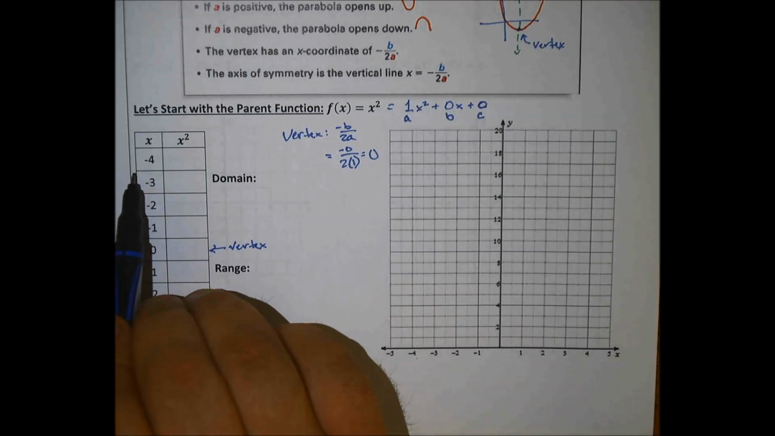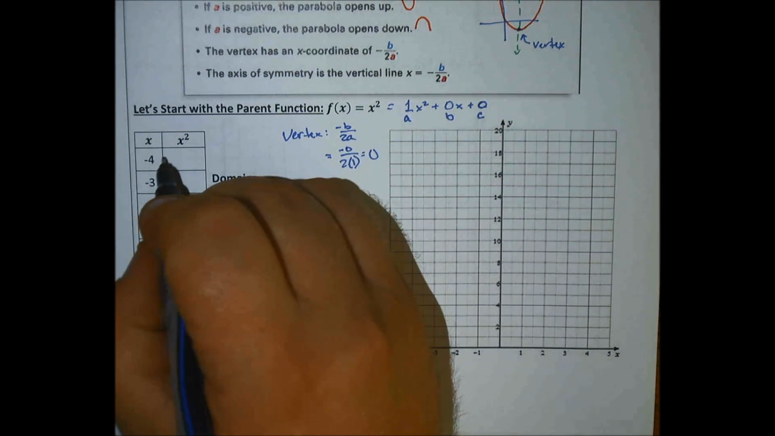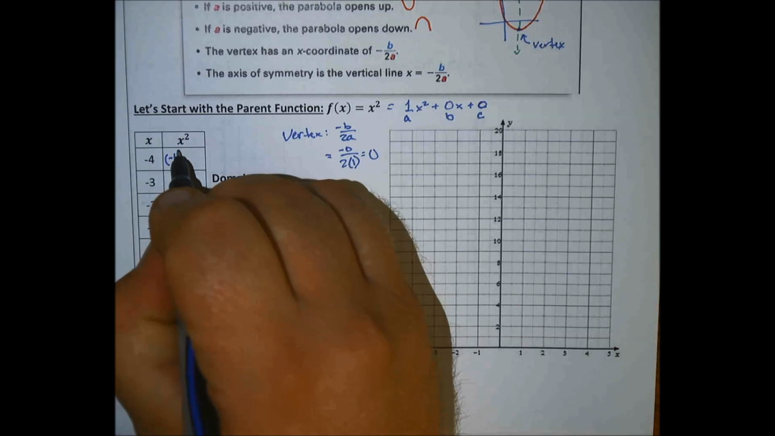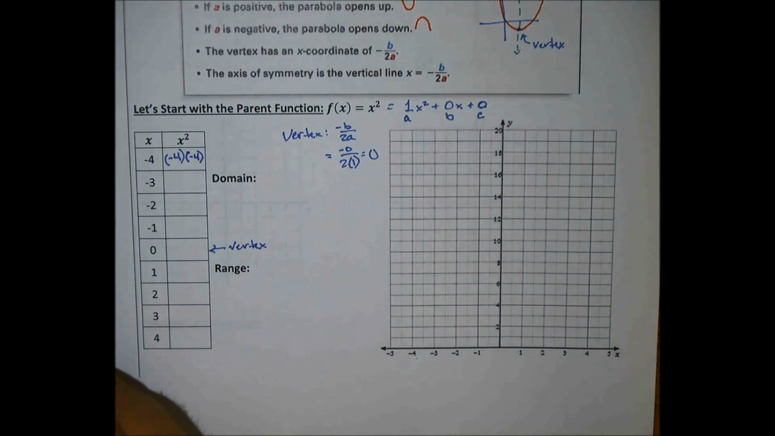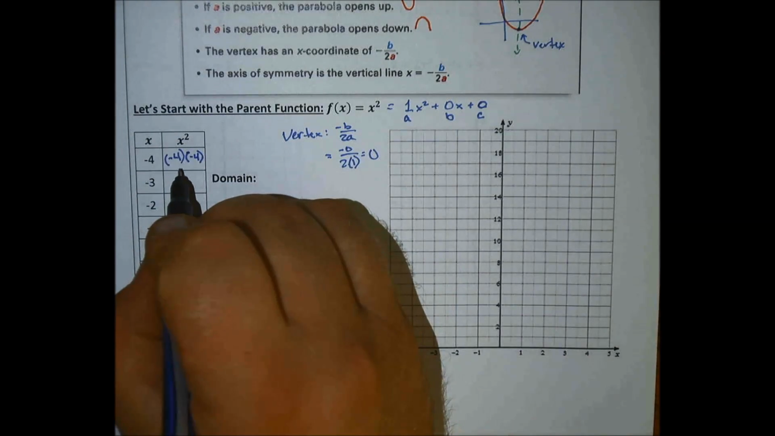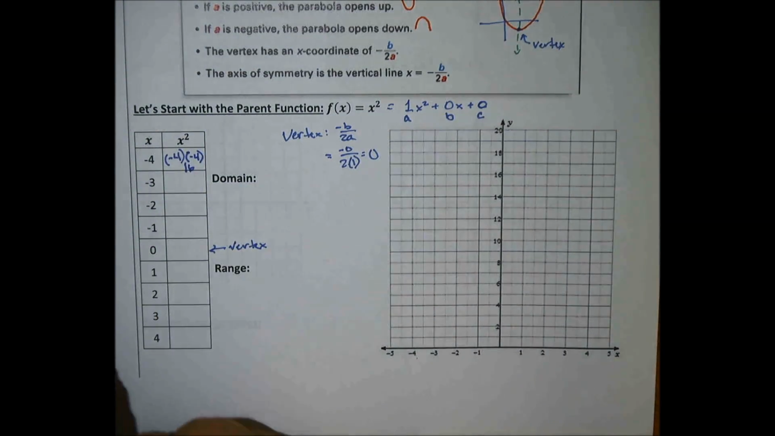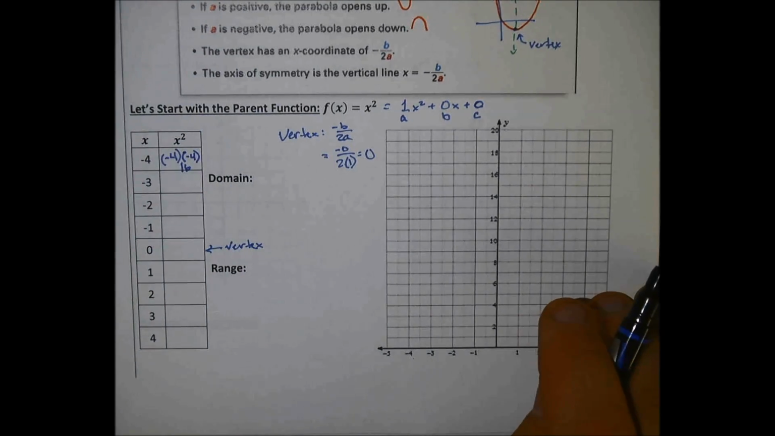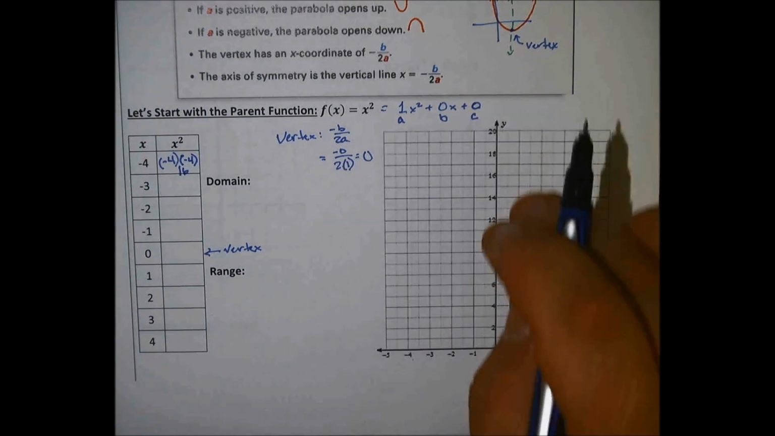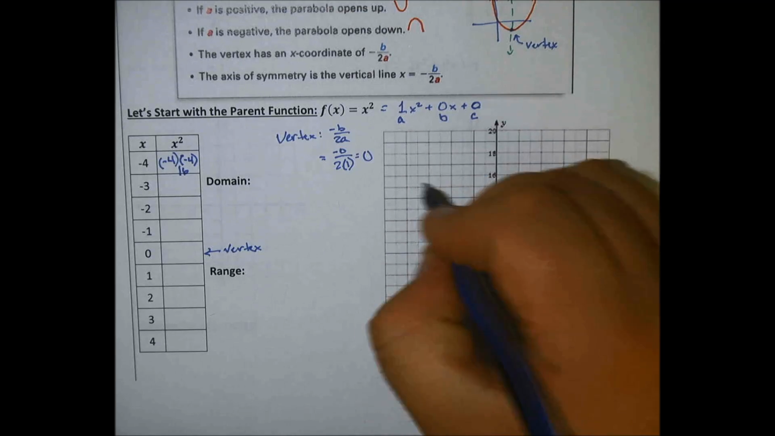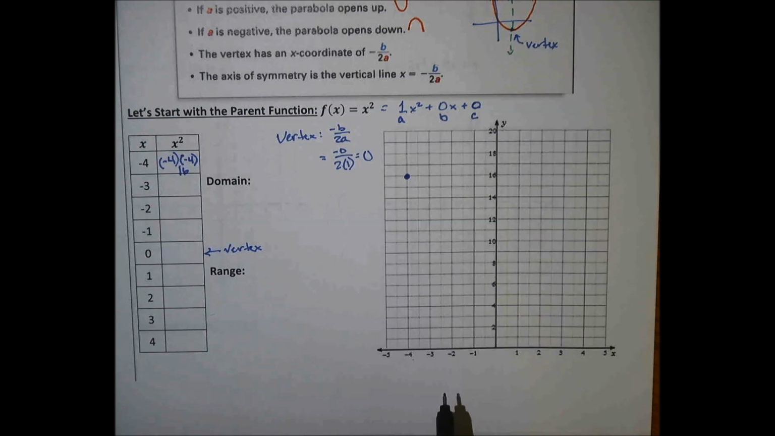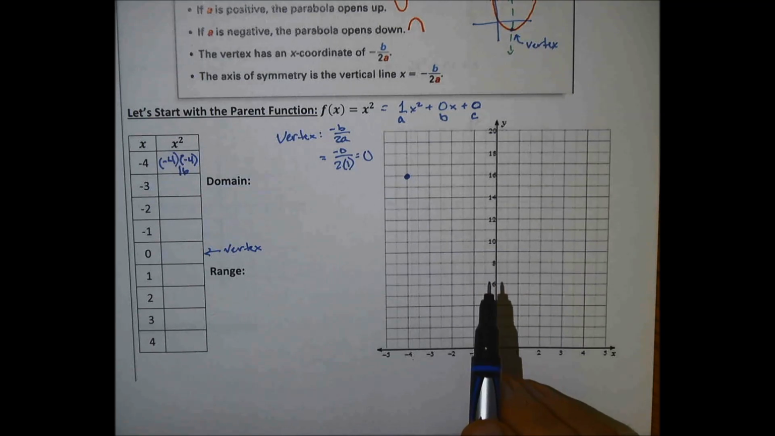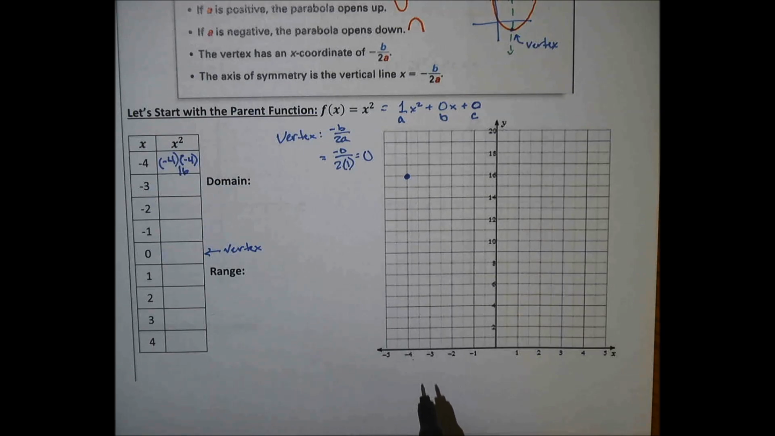So what's negative 4 squared? Well, that's negative 4 times negative 4, which is going to give me a positive 16. Okay, I'm going to go ahead and graph that over here. So at negative 4, it's all the way up at 16. So I get this point right here. Pay attention to the scale on this graph. It's sort of adjusted. Every square vertically is 1, but every square horizontally is 2.